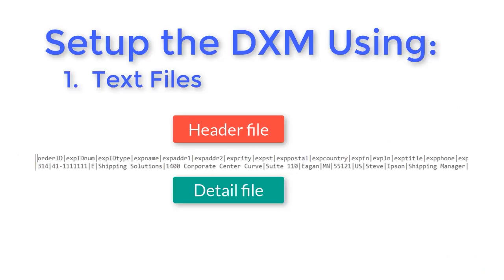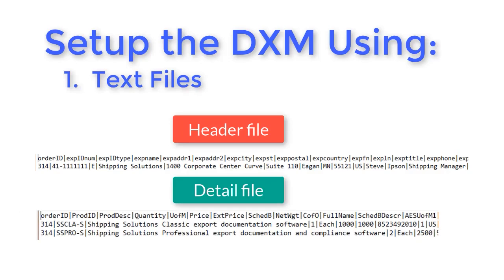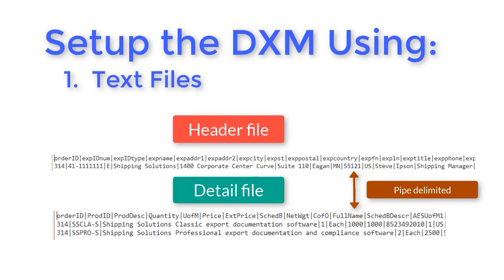The header file contains all the information that applies to your entire shipment, like your customer name and address, and the detail file includes information related to each separate line item of your order, such as product description and price. The first column in both files must be the same field, such as order or invoice number, so that the header and line item records are tied together. The files can be delimited with pipes or tabs. The list of fields that can be imported is shown in the Shipping Solutions User Guide.